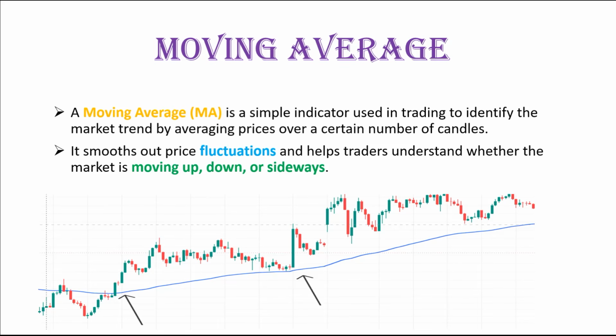Today we are going to learn moving average and how we can use the moving average in our trading. Moving average is a simple indicator used in trading to identify the market trend by averaging the prices over a certain number of candles. If the price is trading above the moving average, it is bullish, and if the price is trading below the moving average, the instrument is looking bearish. If the price is consolidating around the moving average, we can say it is sideways.